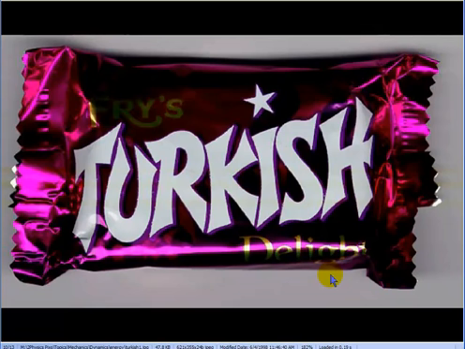Interesting thing about calories, this candy bar is from the UK. It's called the Turkish Delight, and it actually tastes really bad.